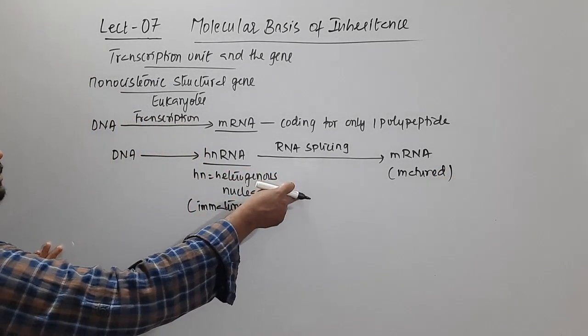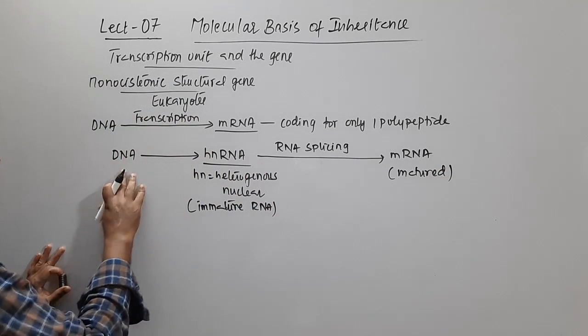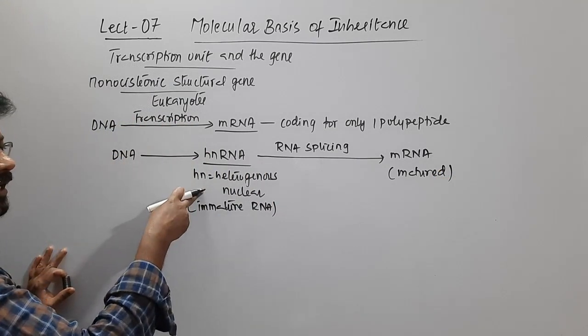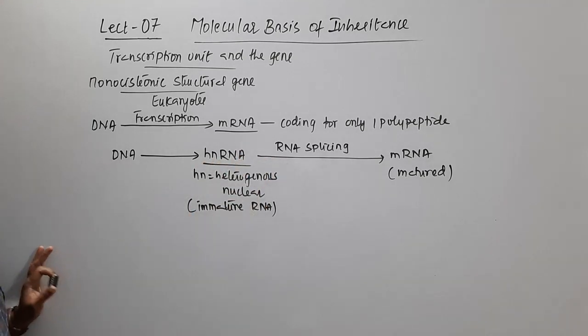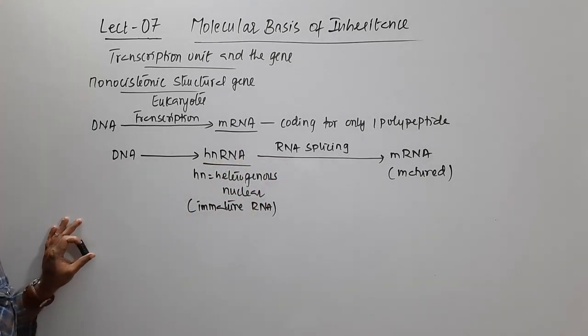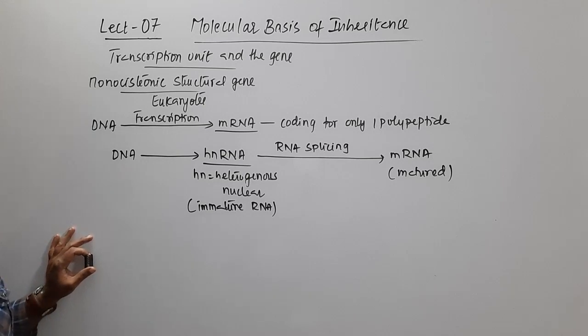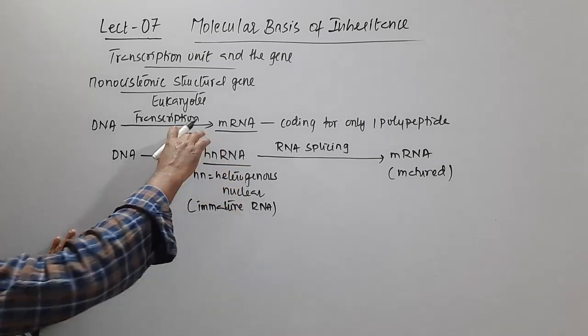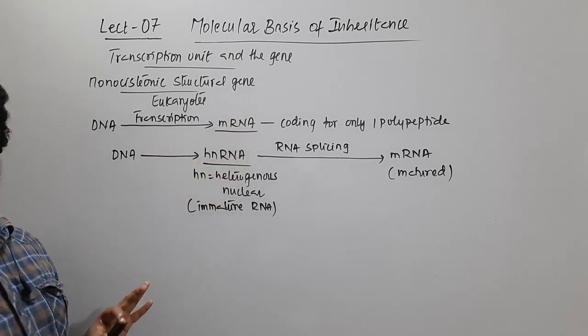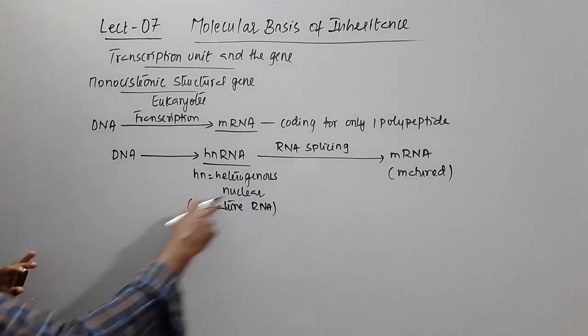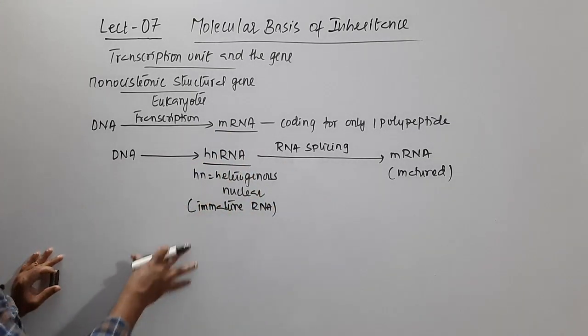So in case of eukaryotes, there will be an immature RNA formed first, that's called hnRNA. That hnRNA has to undergo a process called RNA splicing to form a mature RNA molecule. Such a thing is not seen in case of prokaryotes. In prokaryotes, there will be direct formation of a mature RNA molecule. So now let's see what this hnRNA is.